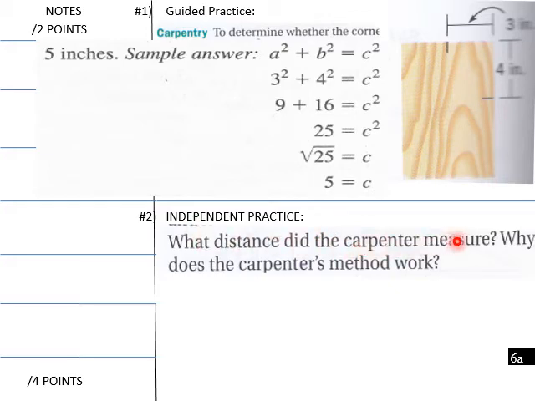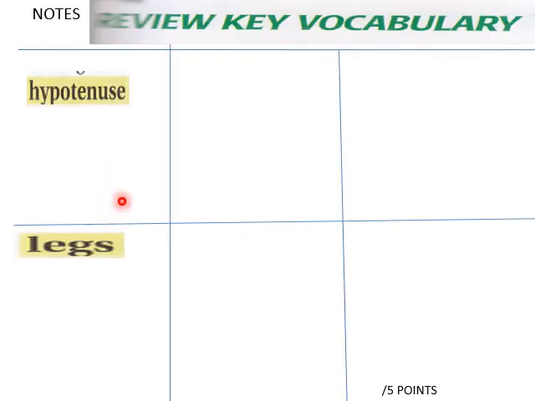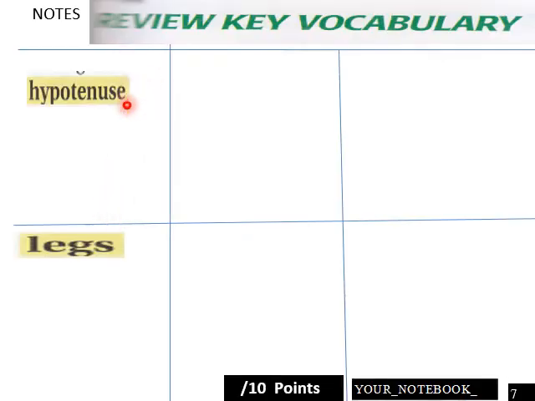What distance did the carpenter measure? Why does the carpenter's method work? I'm going to help you out on that. He used the Pythagorean theorem here. And what distance did the carpenter measure? He measured the hypotenuse here. This is the hypotenuse here. And this has got to be a right angle for that to work. Okay, so students, in your own words, define hypotenuse and define legs.